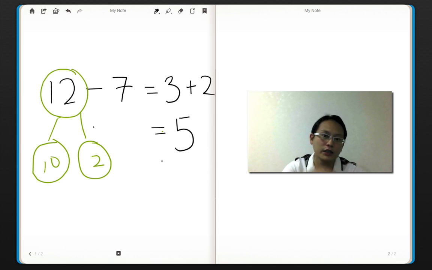We will write everything down and we can always check the answer again. So practice more and happy learning.